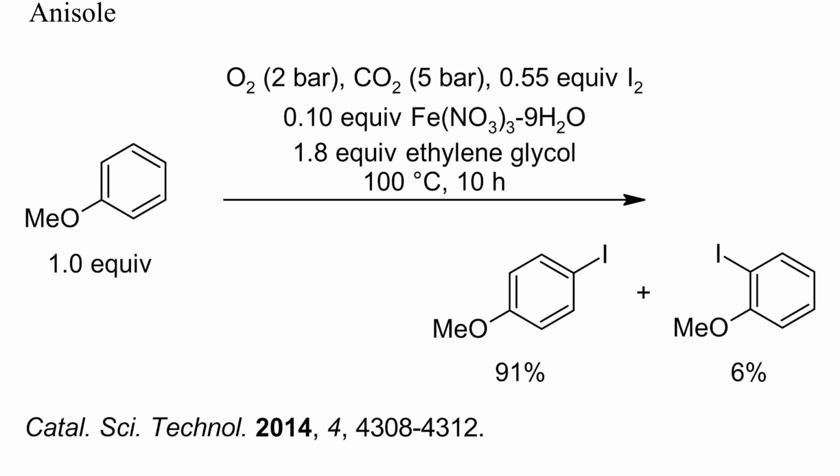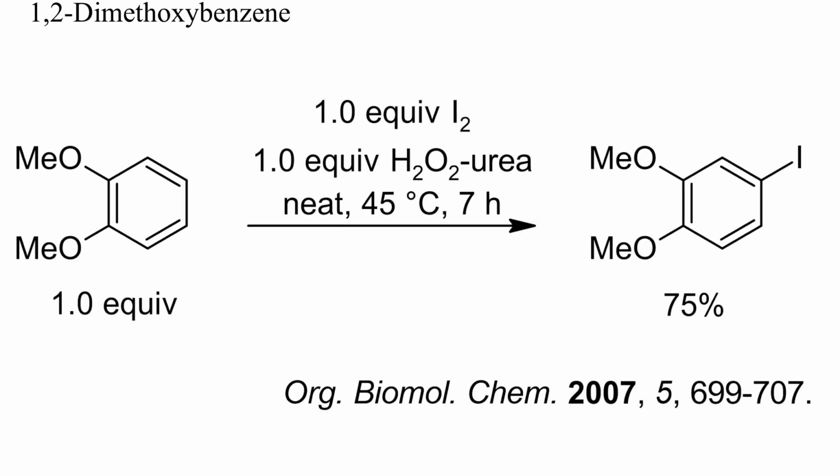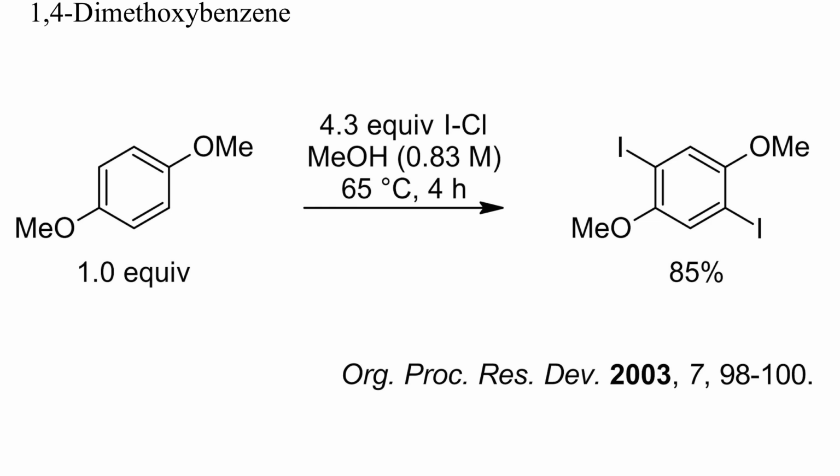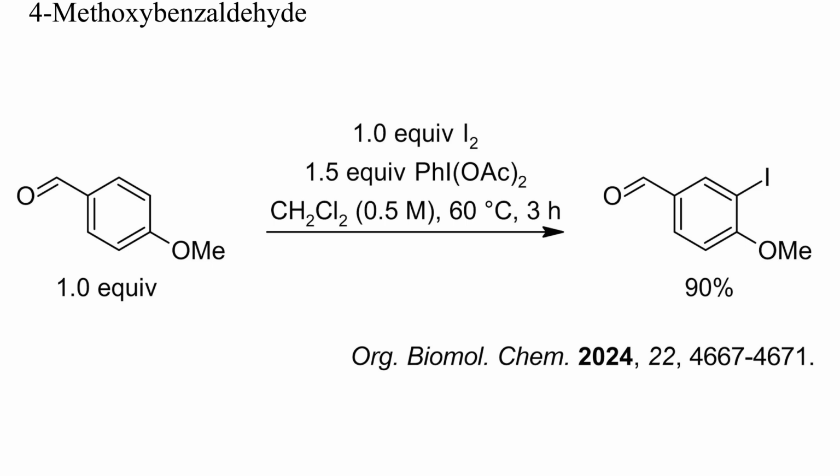Here, a complete iodination of anisole was achieved with an oxygen-carbon dioxide mixture, only half an equivalent of iodine and 10% of iron nitrate. In this example, despite the excess of oxidant, the arene was only iodinated once and with high regioselectivity. Also here, an excess of electrophile was used, and mostly one diiodoarene resulted. 4-Methoxybenzaldehyde was iodinated once at the expected position with a mixture of iodine and diacetoxyiodobenzene. No oxidation of the formyl group occurred.